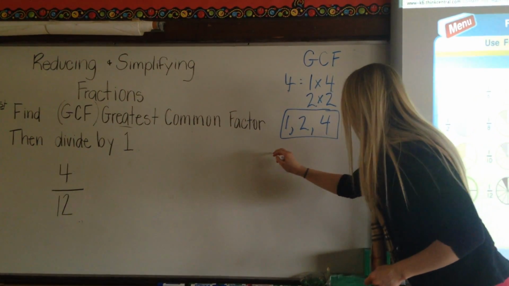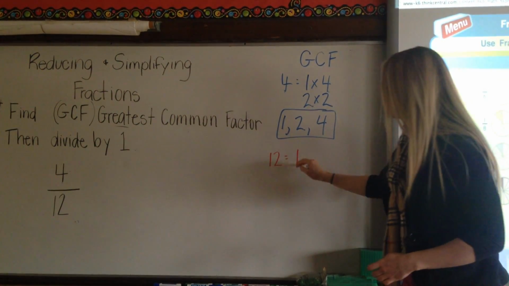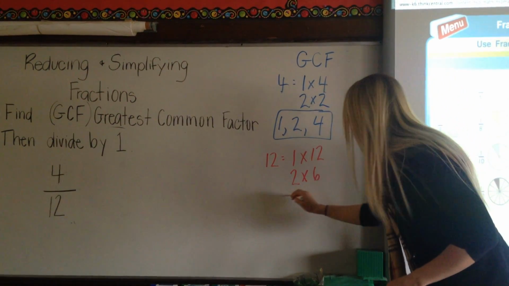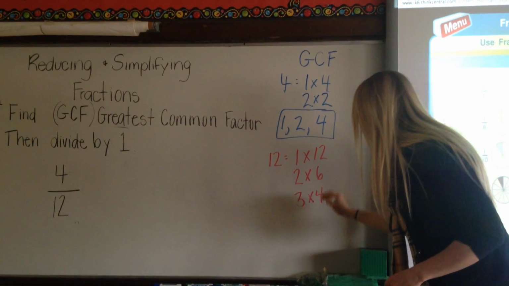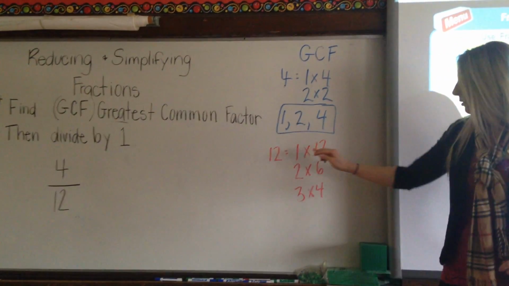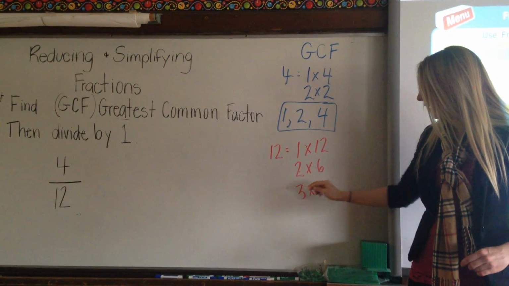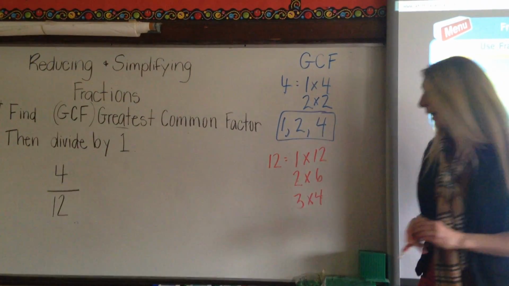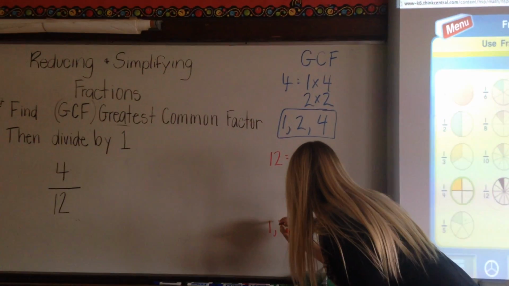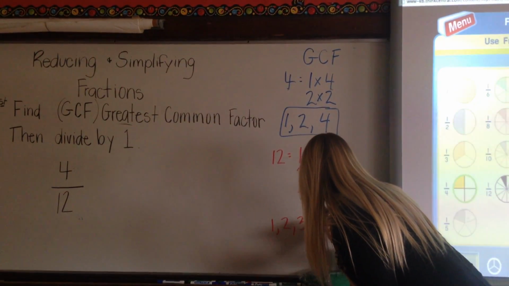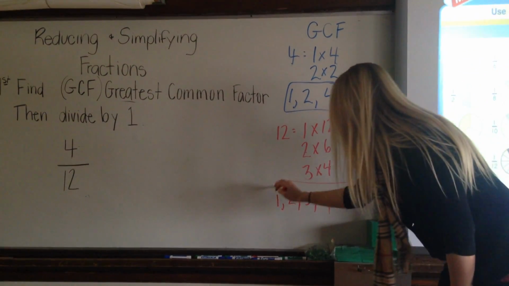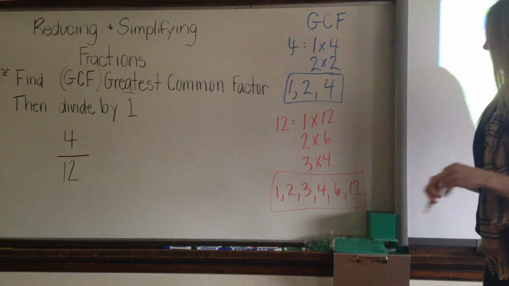My factors of 12 would be 1 times 12, 2 times 6, and 3 times 4. I know that 1, 2, 3, 4, and 6 all divide 12 evenly, so they are my factors. So 1, 2, 3, 4, 6, and 12 are all of my factors of 12.